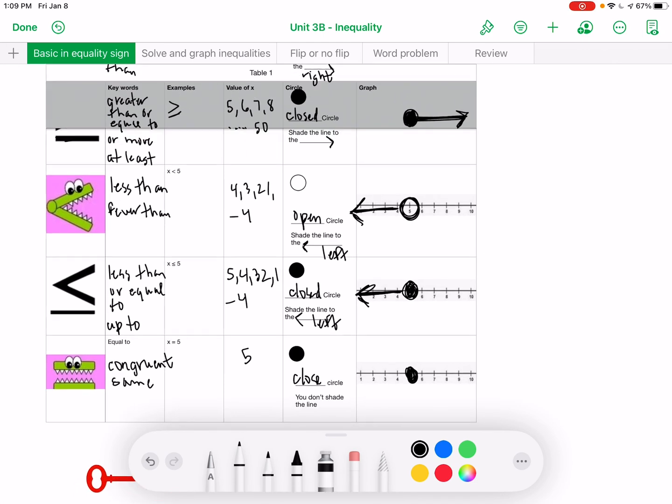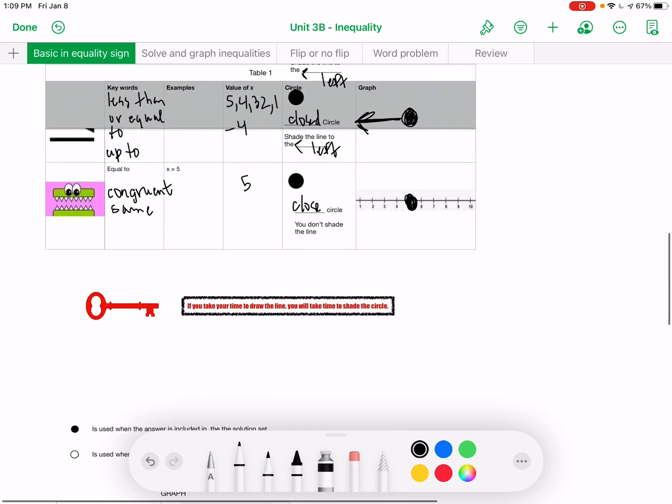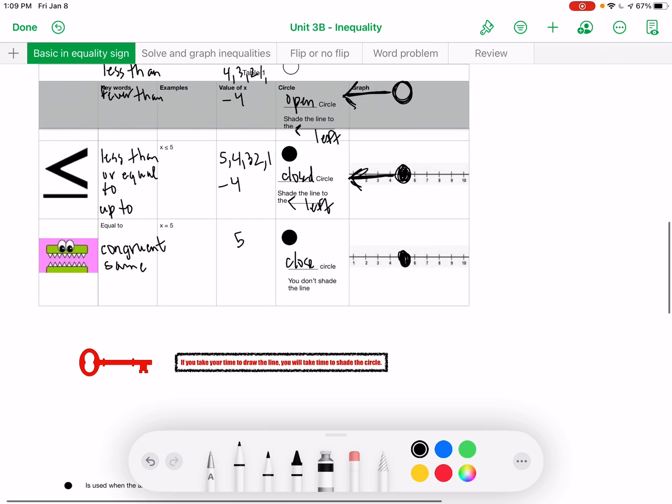Okay, next. This is the saying I was saying earlier. If you take time to draw the line, take time to shade in the circle. So they're saying with your less than or equal to, greater than or equal to, if you take time to draw that equal sign line, then take time to shade in the solution set because you know it will include that number.